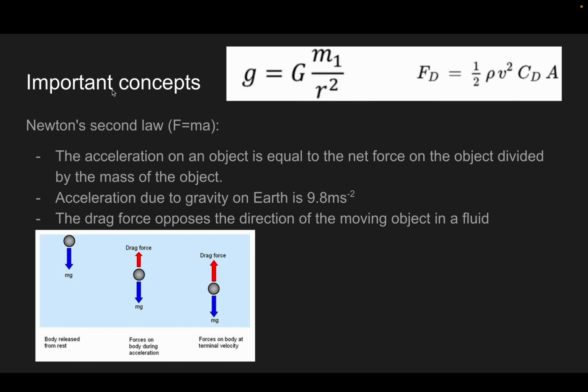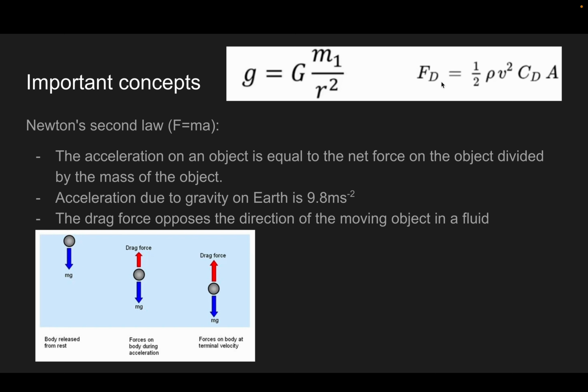And so some important concepts. This is the gravity equation for Earth. So little g will end up being 9.8 meters per second squared, which is acceleration due to gravity. This is the equation for drag, the force for that.